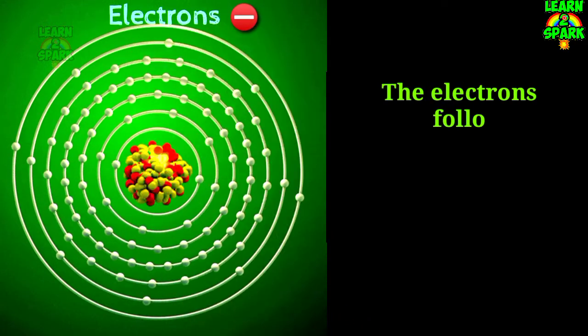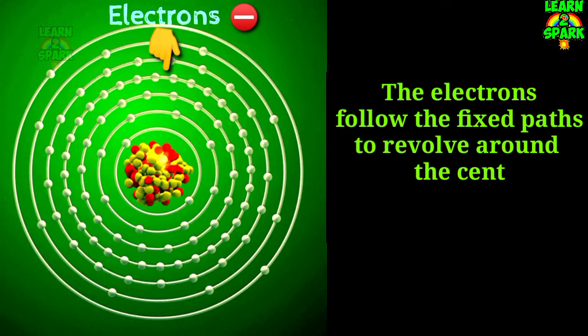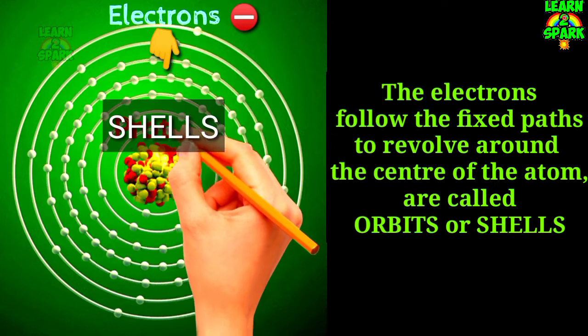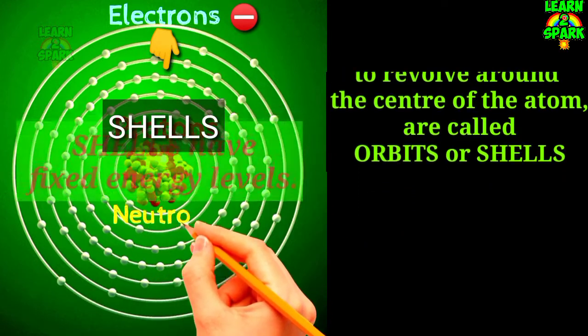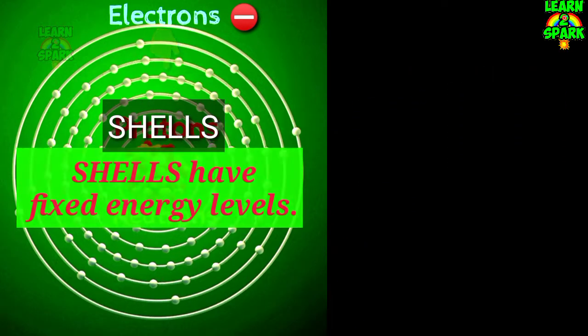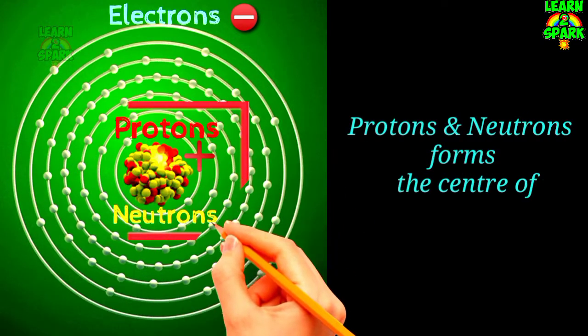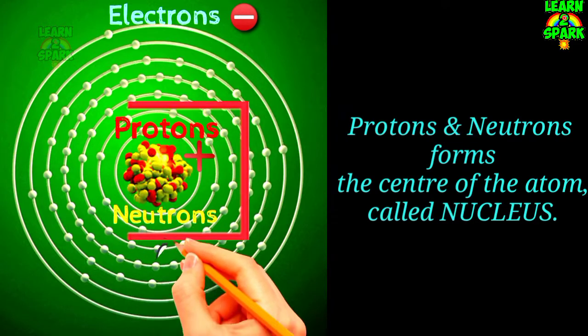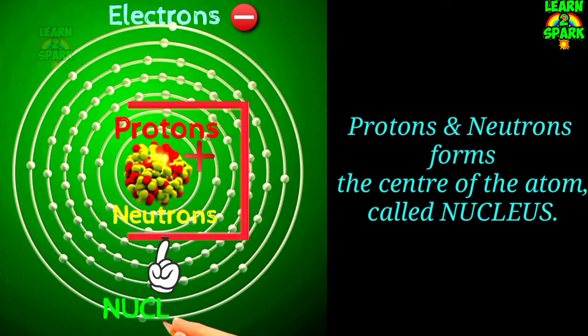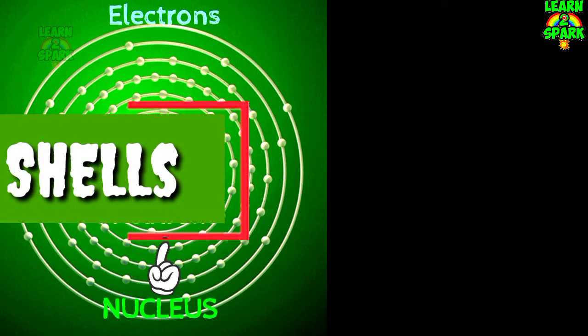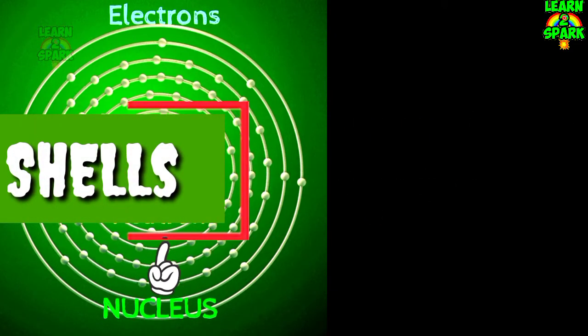Negatively charged electrons follow the fixed paths to revolve around the center of the atom called orbits or shells. Shells have fixed energy levels. Positively charged protons and neutral neutrons form the center of the atoms called nucleus. Let's talk about shells and electronic configurations in details.